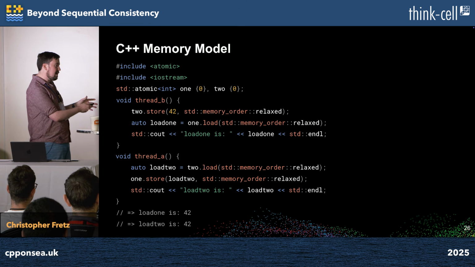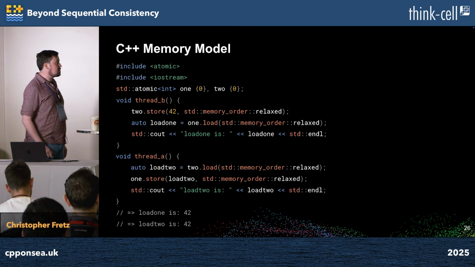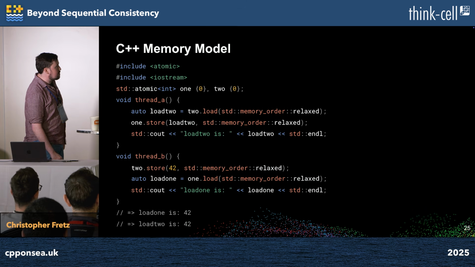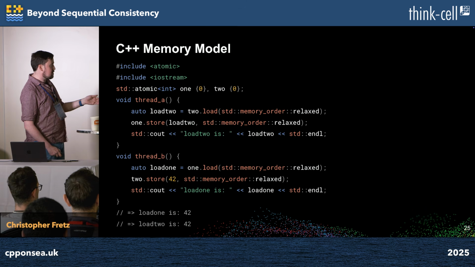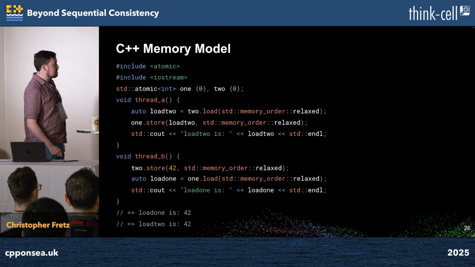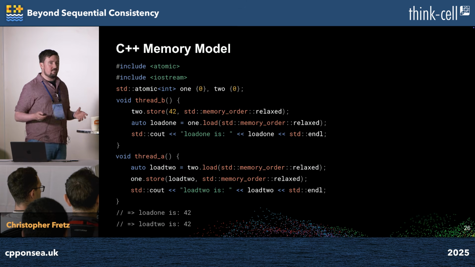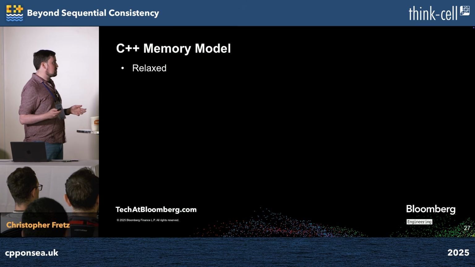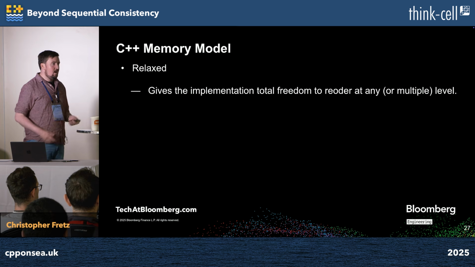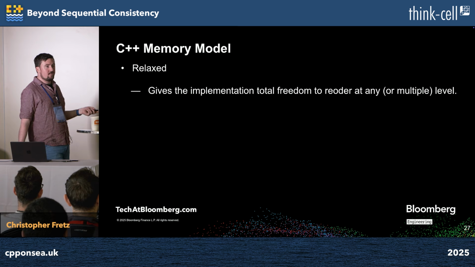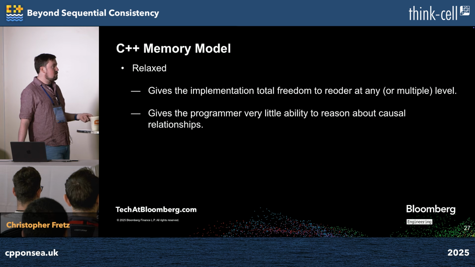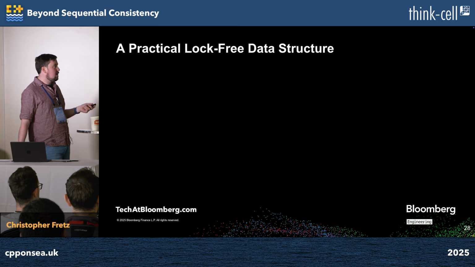And so it gives you an idea of the kind of craziness that you can see out of this. I don't think it would have been obvious to anyone that this program originally could print 42, but that is a valid outcome of this. And it gives you an idea of the lack of an ability to reason about how your program is going to run. So relaxed ordering gives the implementation total freedom to reorder at any or multiple levels. It gives the programmer very little ability to reason about causal relationships, but it is the fastest model that's available. So those are the memory orderings themselves, if anybody has any questions on any of that.